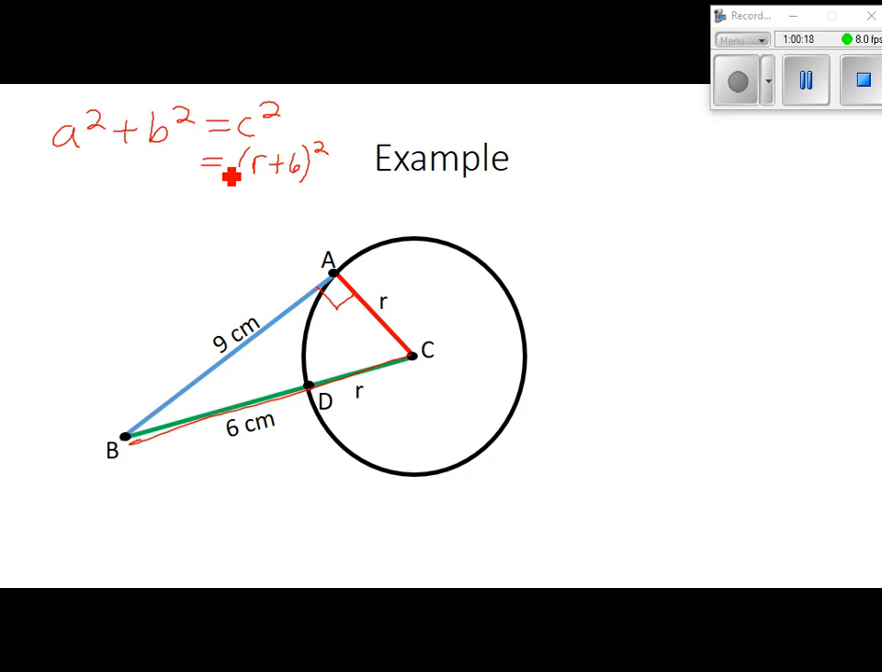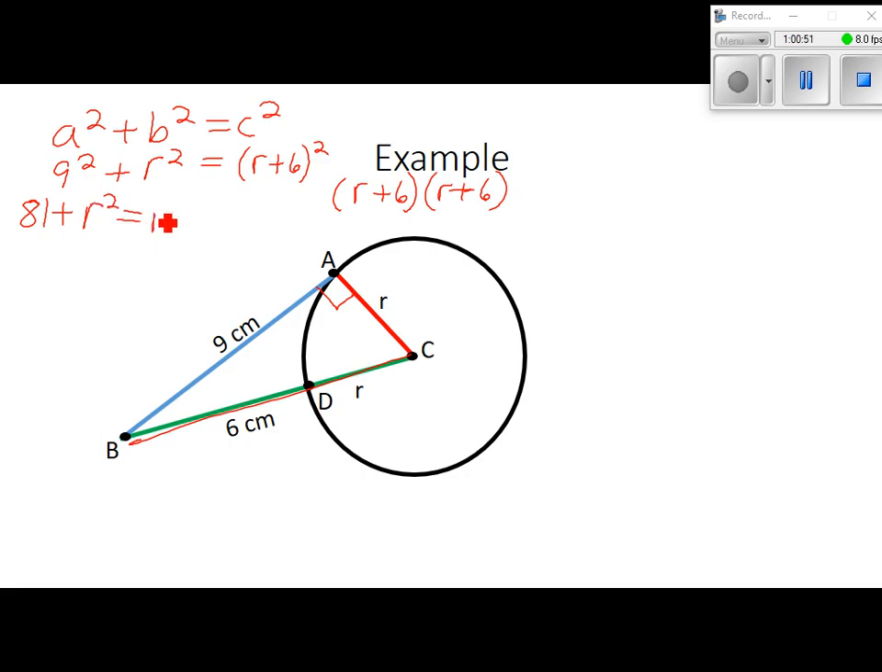How long is leg a? 9. How long is leg b? Now watch on this. Don't make these harder than they are. This looks confusing, and you guys already got confused because you had to do the 6 plus r thing there. Remember FOIL method? (r plus 6) times (r plus 6), correct? Here, what's 9 squared? And this is still r squared.